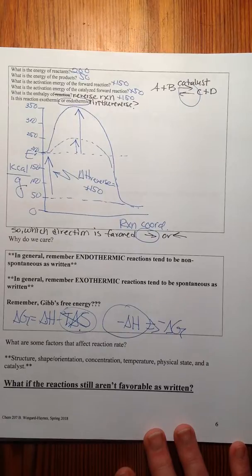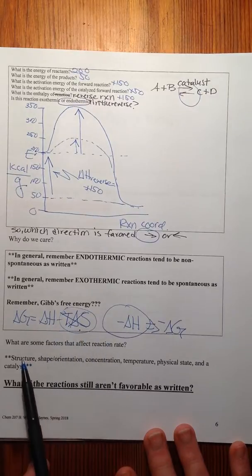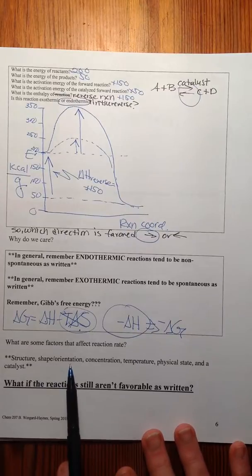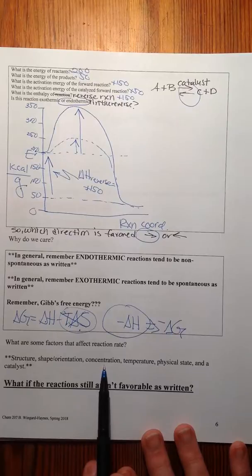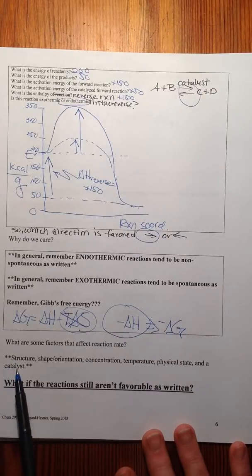Okay, now how can we get this to go forward? Well, again, we talked about the temperature. We also have the structure itself. We have the shape and the orientation. That's particularly useful when we get to enzymes. Concentration or molarity. Physical state. Is there a lot of surface area in a gas, for example, or a liquid, for example, or a small amount of surface area, for example, in a solid? And then, of course, the catalyst.